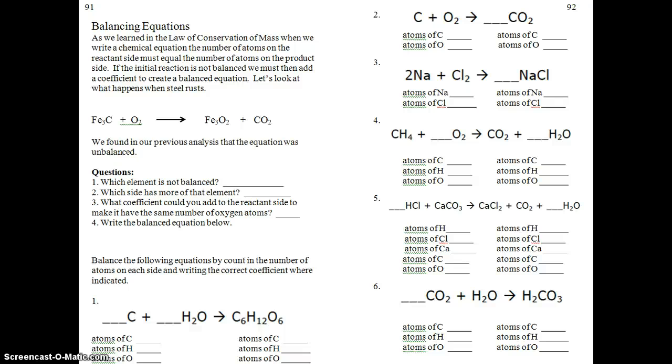Alright class, so we're going to do balancing equations. As we've learned in the law of conservation of mass, when we write a chemical equation, the number of atoms on the reactant side must equal the number of atoms on the product side. If the initial reaction is not balanced, we must then add a coefficient to create a balanced equation. So let's look at what happens when steel rusts.